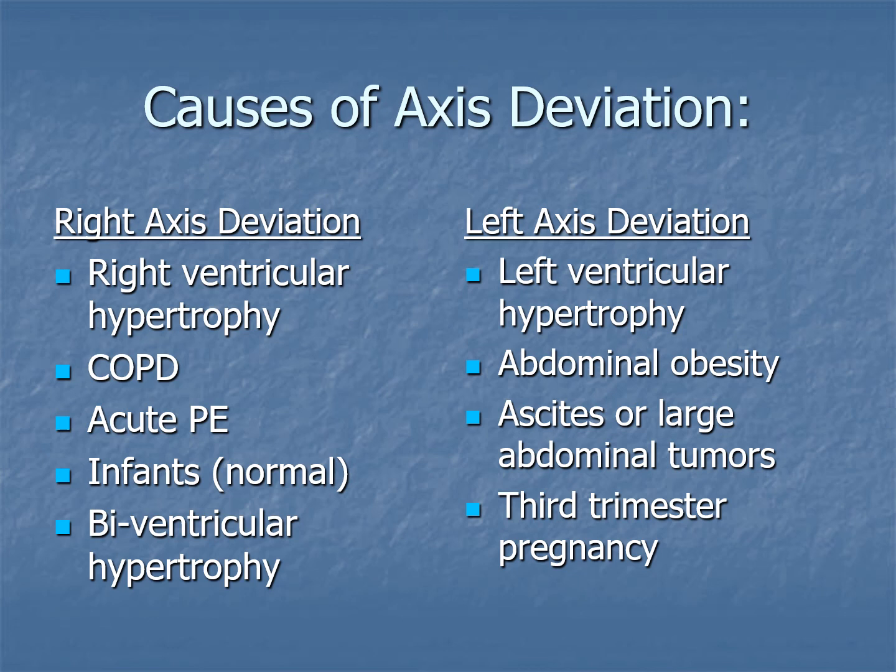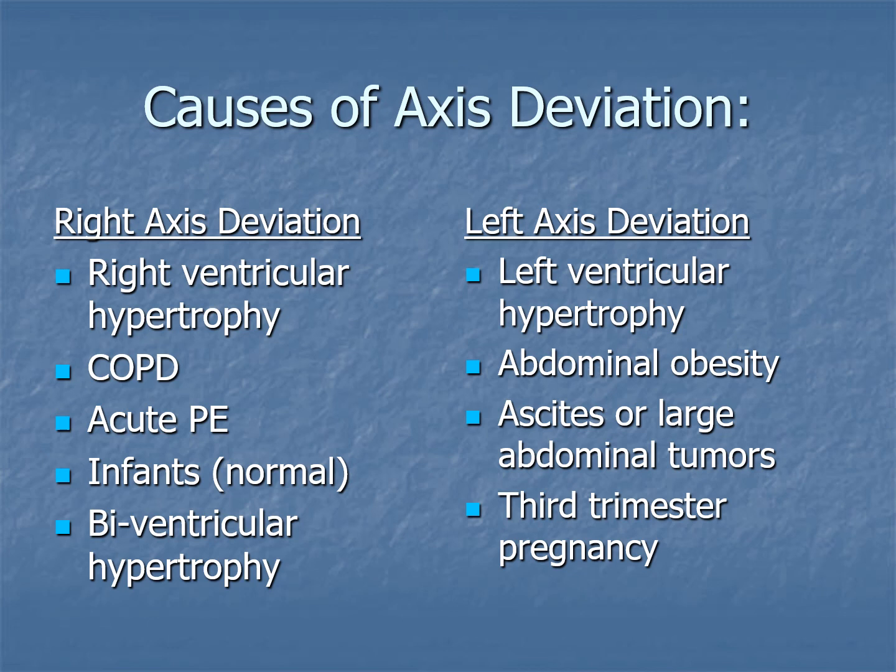You could well see that in that condition. Left axis deviation, for similar reasons as right axis deviation, you'd see it in left ventricular hypertrophy because the conducting pathway is, if you will, elongated on the left side of the heart.